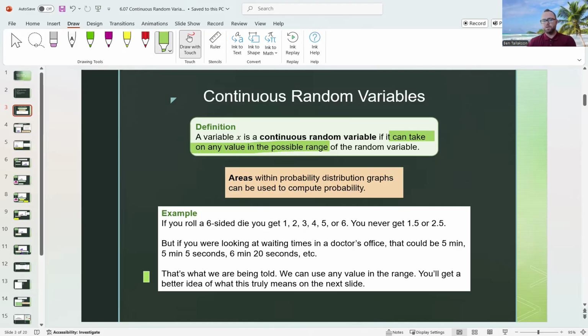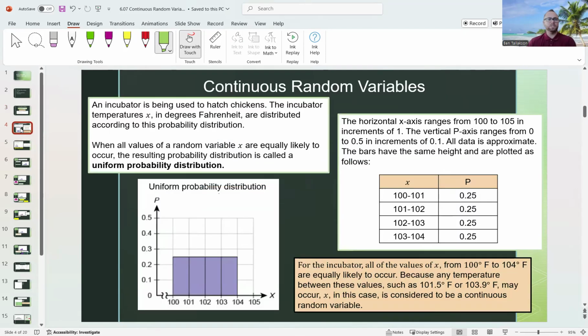We can use any value in the range, and you'll get a better idea of what this truly means on the next slide. And as we work through these more and more, please also know we will be doing a little throwback to geometry, finding areas, because, well, if you can find the area, you can find the probability with the type of graphs you'll see today.